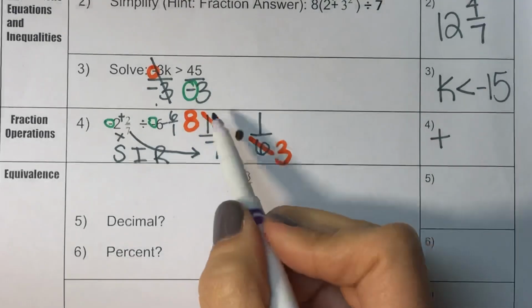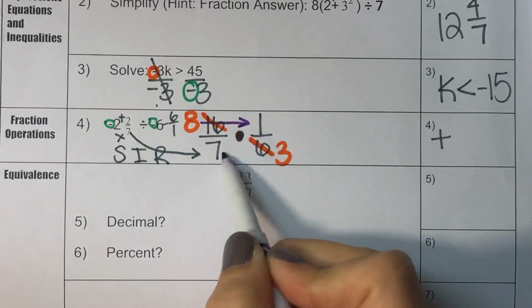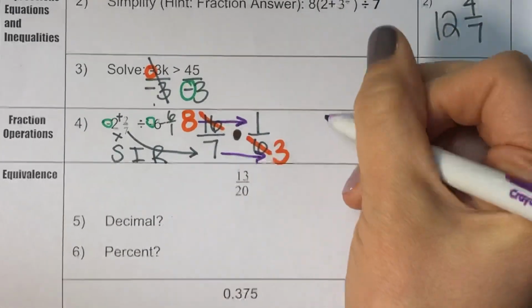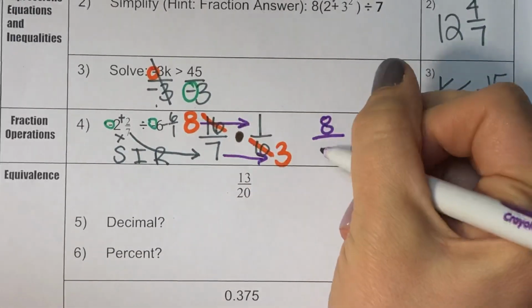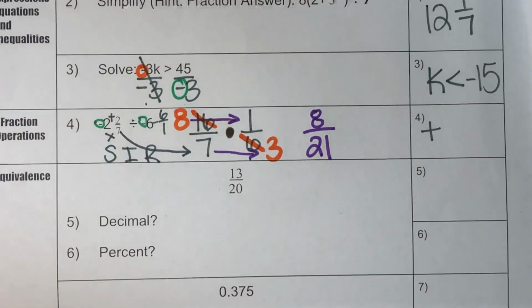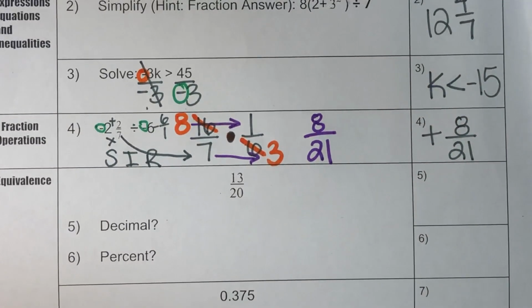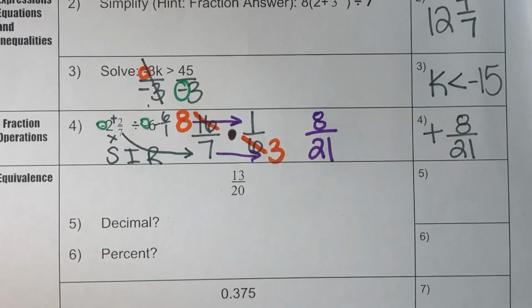Now there's nothing else simplifiable, so I'm going to simply multiply across, and 8 times 1 is 8, and 7 times 3 is 21. And that is not simplifiable at all, so because I always want to double check that, my answer is a positive 8 over 21.